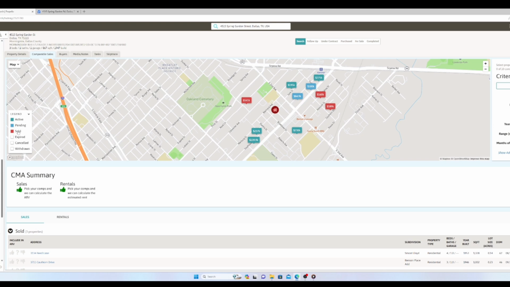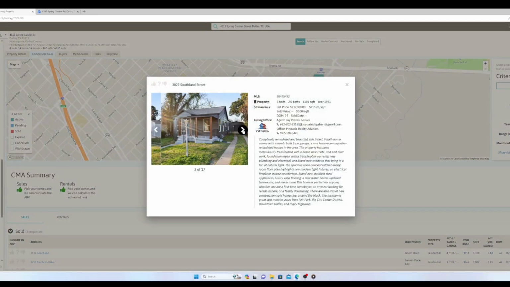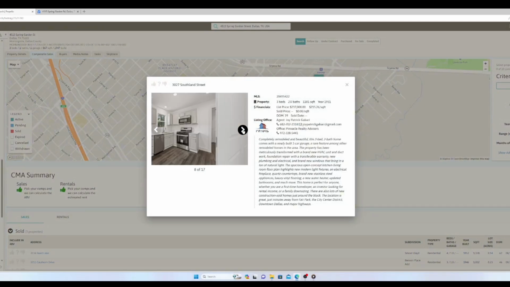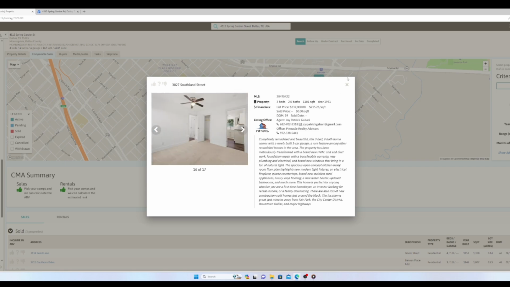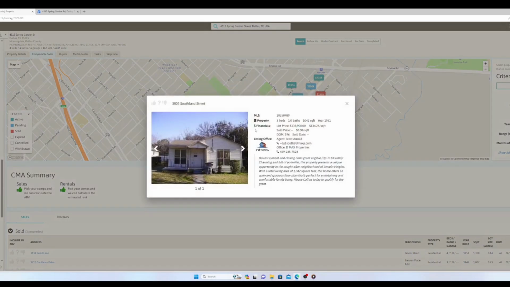So over here, red means sold, blue means pending, and it looks turquoise. I'm going to say turquoise means active. So let's look at some active comps. I mean, this is a 230 comp, but it's active, so we can't even say it's a comparable. Okay, this one sold for 139.